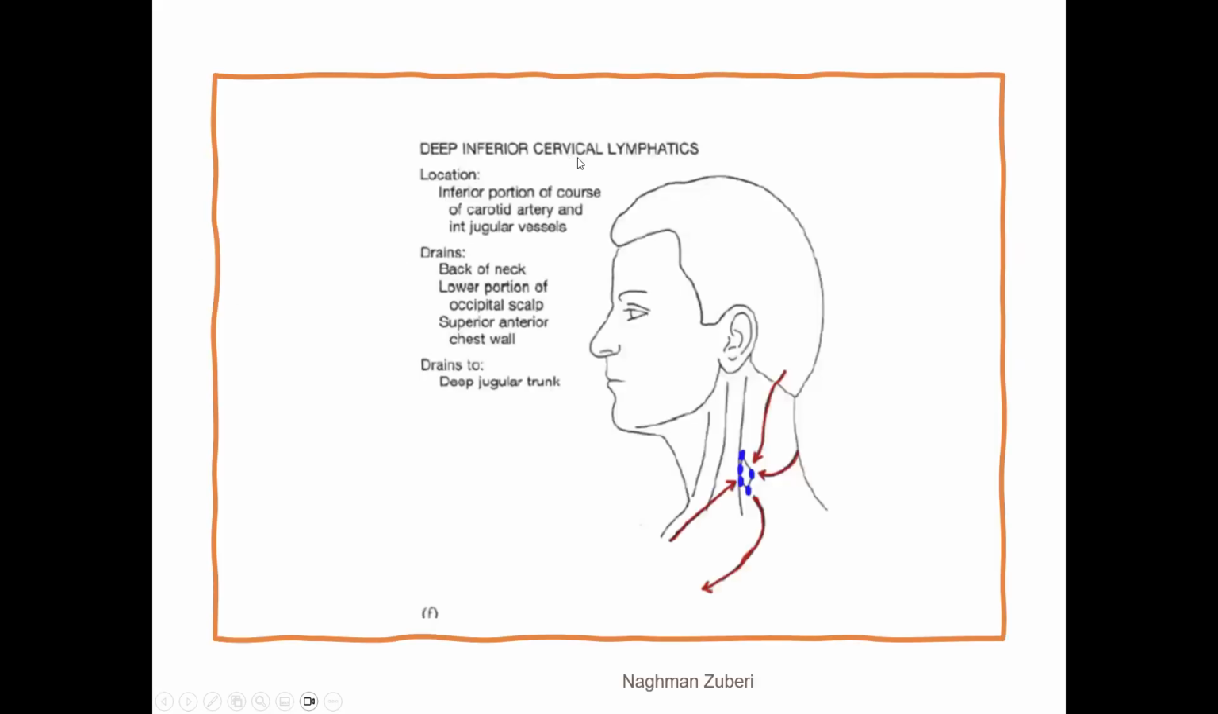Here we can see deep inferior cervical lymphatics, location, inferior portion of the course of the carotid artery and internal jugular vessels here. And they are draining the back of the neck, lower portion of the occipital scalp, and the superior anterior chest wall. They drain to the deep jugular trunk.